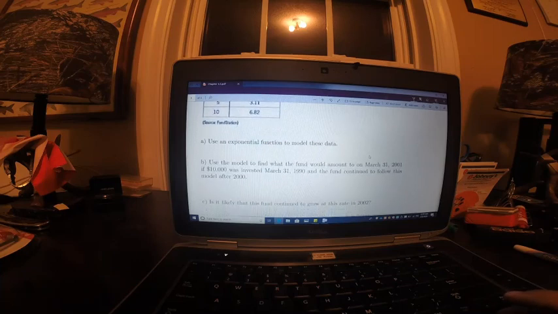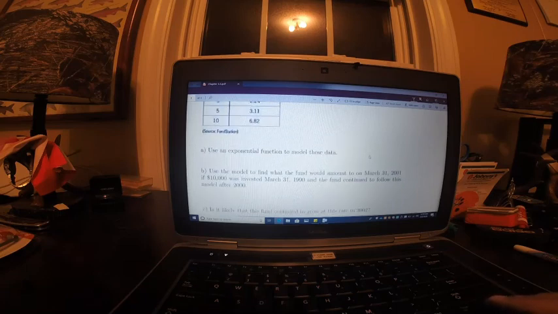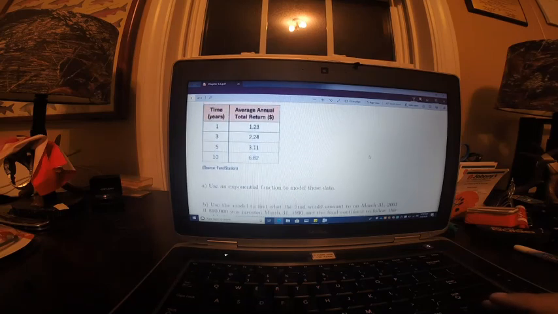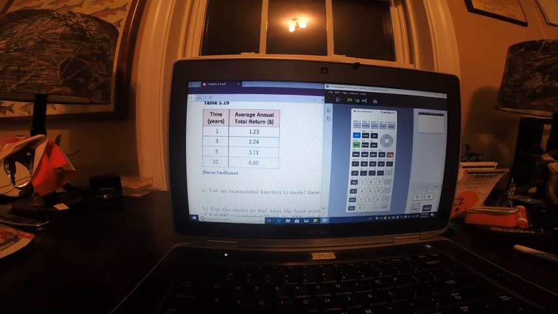B says use the model to find what the fund would amount to on March 31st, 2001 if $10,000 was invested and continued to follow this model after 2000. Is it likely that the fund will grow at this rate in 2002? So let's start with A. Come over here to the calculator. I'm going to clear everything out. Hit Stat, Edit, and clear my list out.